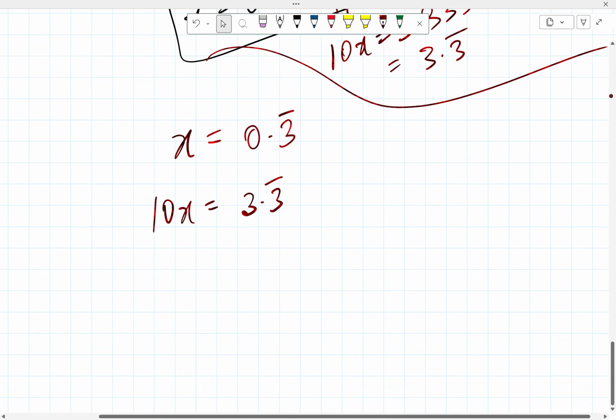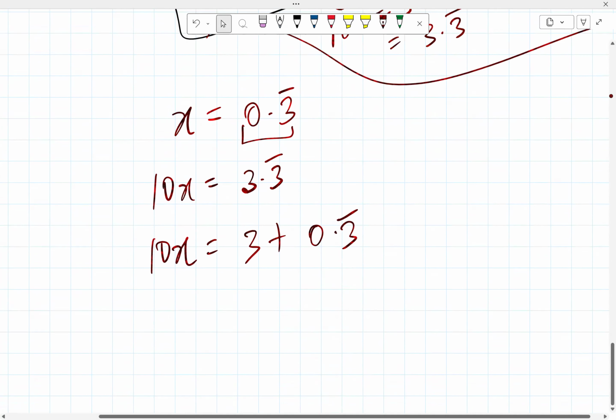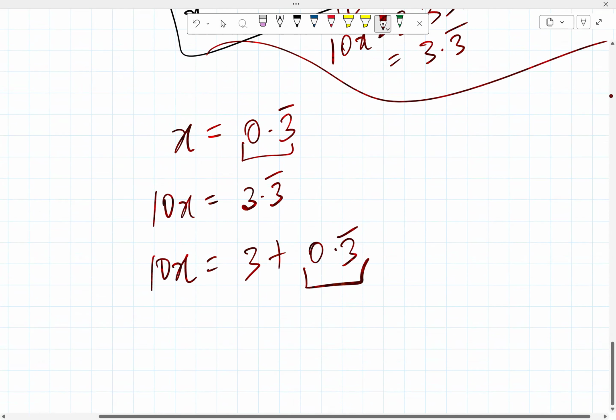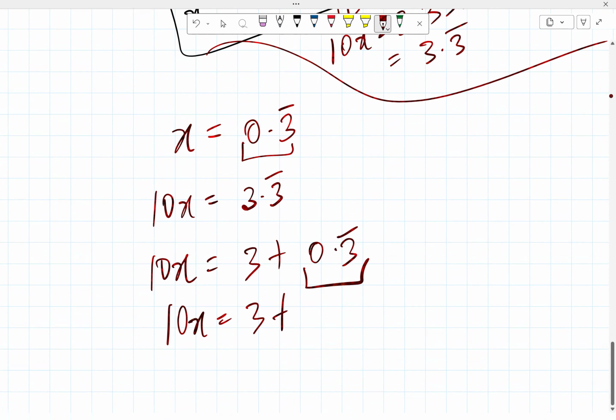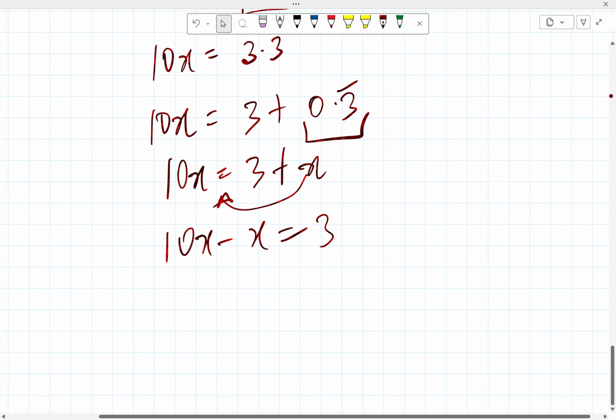The next thing we want to do is, don't forget, x started out at 0.3 bar like this. So you then have 10x equals 3 plus 0.3 bar. And 0.3 bar is x when we started. So 10x now is equal to 3 plus x. So that means we have 10x minus x equals 3, if you transfer this to the other side.